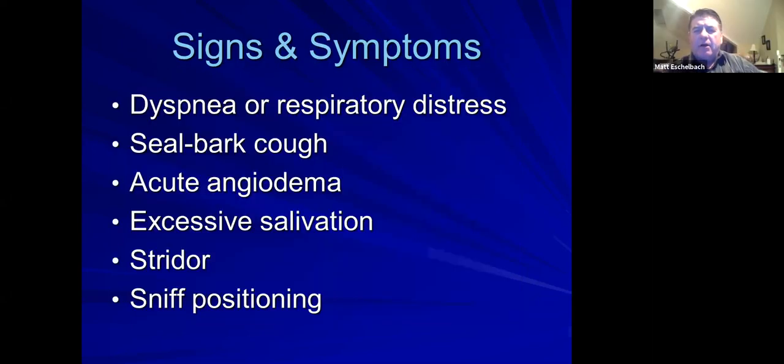So signs and symptoms are dyspnea or respiratory distress. A seal or barky-like cough, and most commonly when we're going to see that seal and barking-like cough is not with epiglottitis, but in the wintertime with croup, and I'll show you that exactly. Acute angioedema can happen where the lips and tongue swell. You usually get excessive salivation, and these people like to lean forward because it's easier for them to breathe that way. And this can lead to stridor. And stridor is a very distinctive sound, which I will show you in a few minutes. And then they tend to be in the sniffing position by lifting their nose and extending their neck. They let more air in and they tend to be more comfortable in the sniffing position.